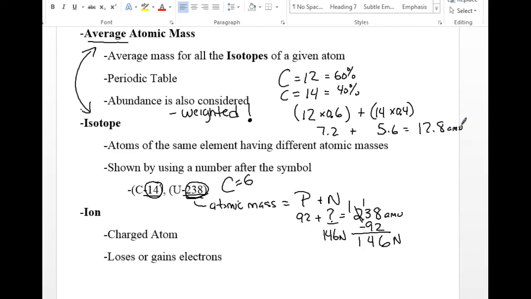Okay, somehow they've figured out the abundance. I don't know exactly how they've done that. So that's an example. This isn't what carbon-12 is. I'm just showing you an example. Okay, you'll do a carbon for homework.